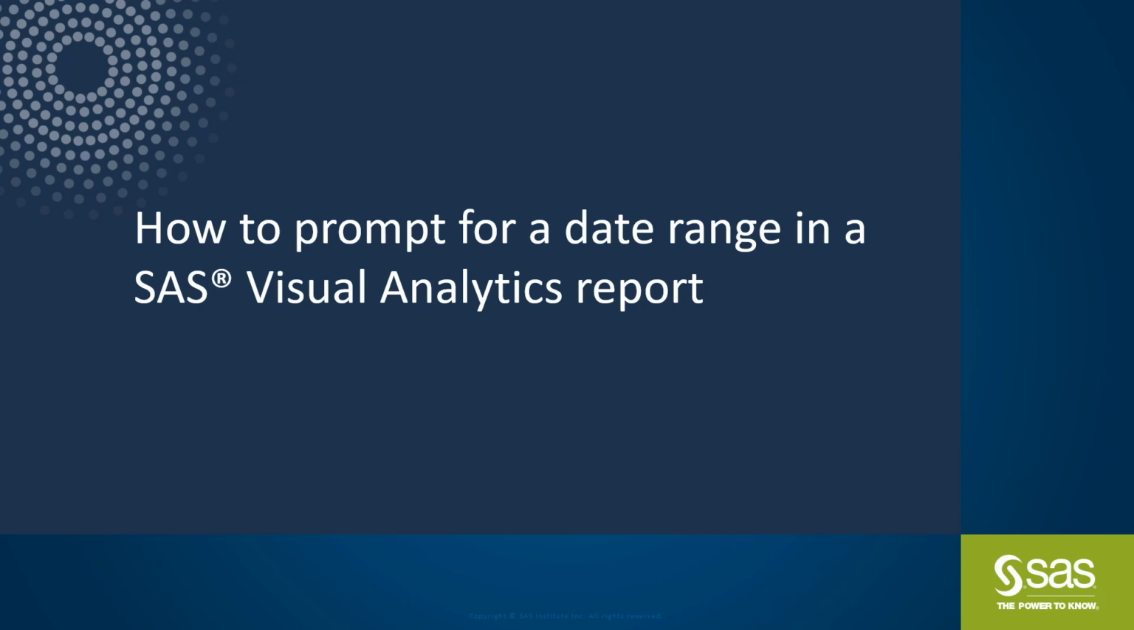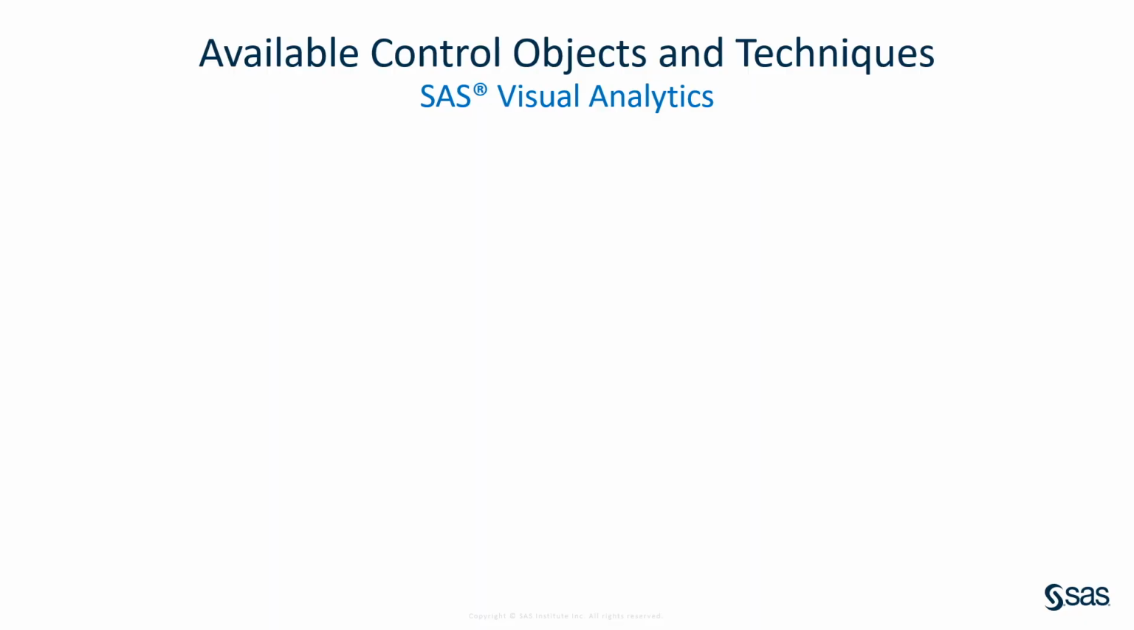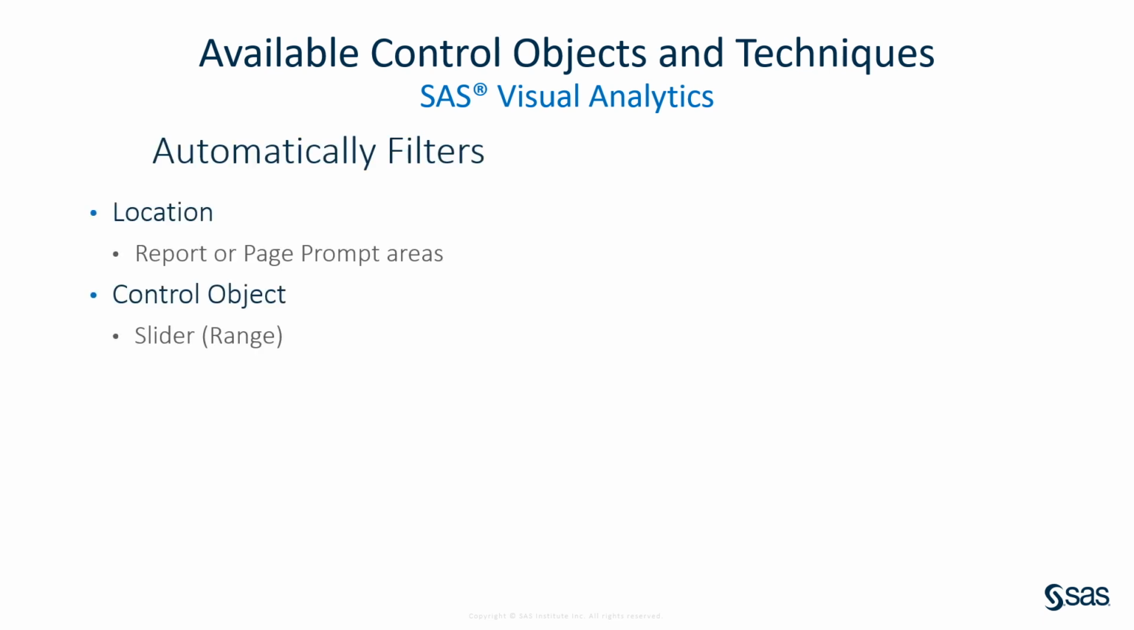In this video, I will demonstrate how to prompt for a date range in a SAS Visual Analytics report. First, I will list the available control objects and techniques we will use to filter our report data. The first technique will automatically filter the report or page report objects. The location of the prompts must be in either the report or page prompt area. The available control objects to use for this technique is a slider with the style input of range.